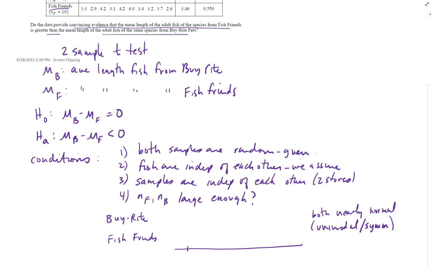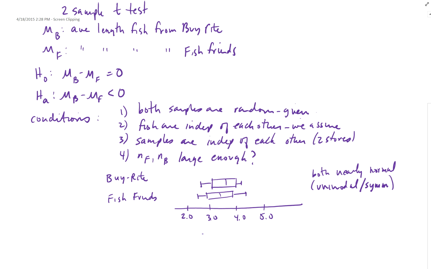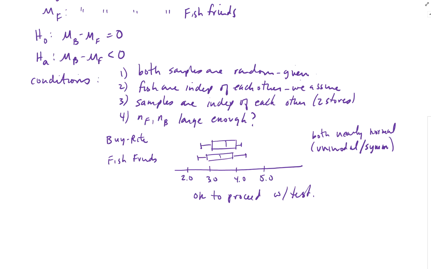So you're going to put a scale on here, and you're going to go all the way from 2.0, 3.0, 4.0, 5.0. I am making this up. You're going to have to do it accurately because I want to save a little bit of time here. Looks like the smallest of these is 2.7, so it's going to be something like this, up to 4.1 maybe, and then the Fish Friends goes down to 2.6, maybe something like this. As long as you have a scale on here and it looks good, we can say both are nearly normal, okay to proceed with the test.